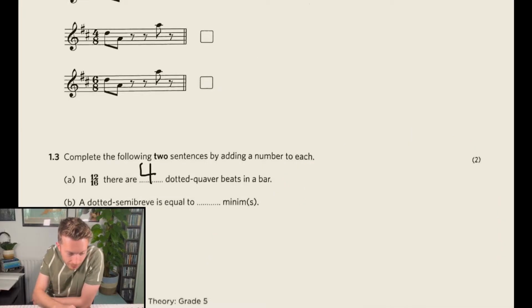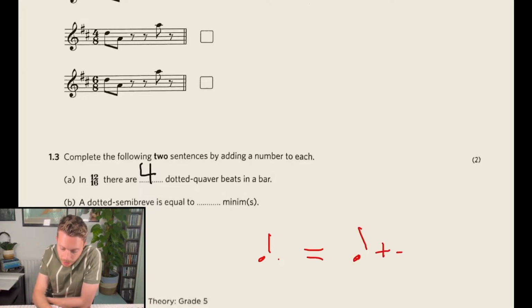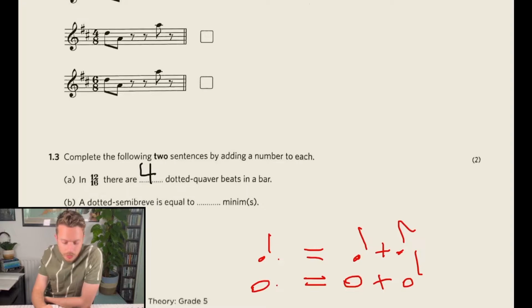And a dotted semibreve is equal to how many minims? Okay, so if you put a dot after a note, that adds half of the original value. So for example, if you have a dotted crotchet, then that is a crotchet plus half of its original value. If we have a dotted semibreve, that is a semibreve, which is 4 crotchets, plus half of its original value, which is a minim. So that's 6 crotchets altogether.